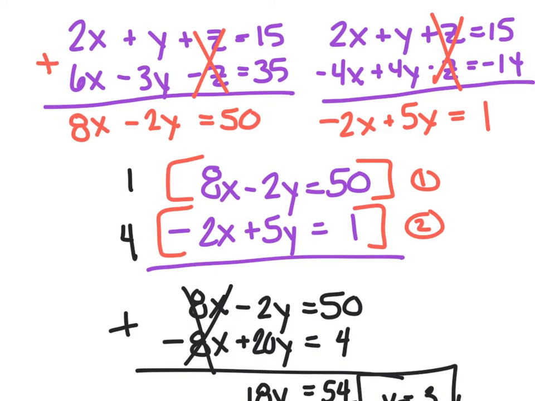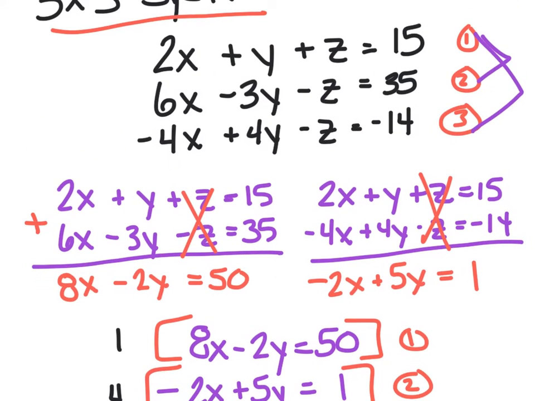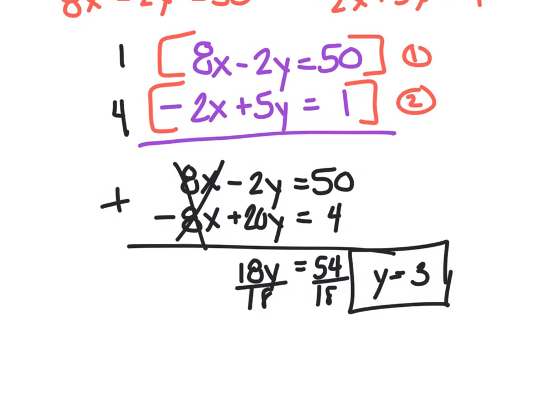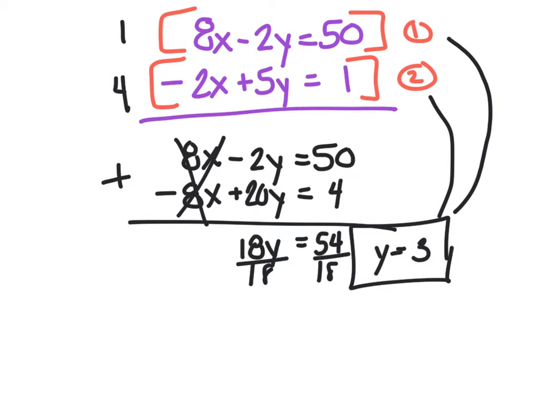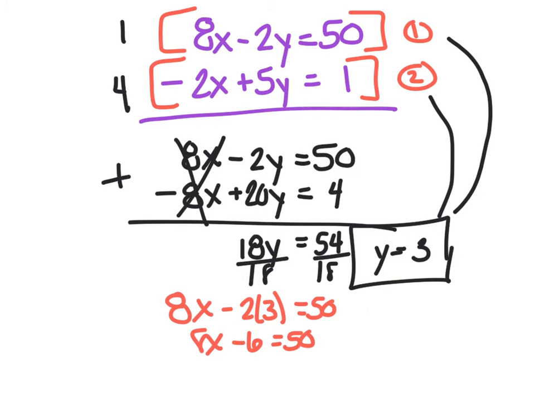Now, think about this. Would you use the 2 by 2 system or the 3 by 3 system to get x? Well, if you try to do it in the 3 by 3 and you know y, you have two variables. You can't actually go back to that 3 by 3, so you have to go back to the 2 by 2. So I'm going to plug in 3, and again, it doesn't matter. You can plug it into 1 or 2. Pick your favorite. I'm going to plug it in the first one. So I'm going to say 8x minus 2 times 3 equals 50. 8x minus 6 equals 50. That's 8x equals 56. So x equals 7.